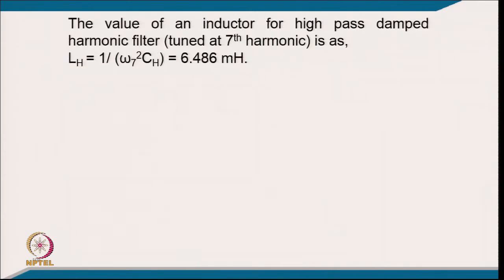Similarly, coming to the high pass filter, the value of inductor for the high pass damped filter, which is tuned for seventh harmonic, is equal to LH equal to 1 upon omega 7 square CH.